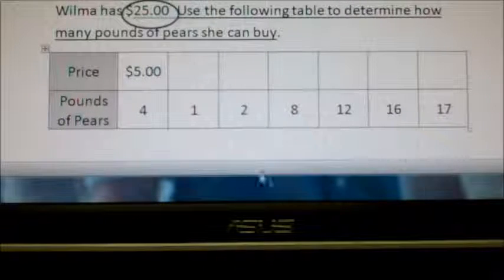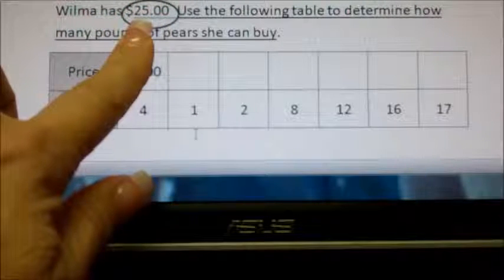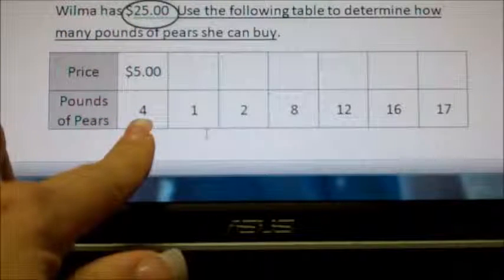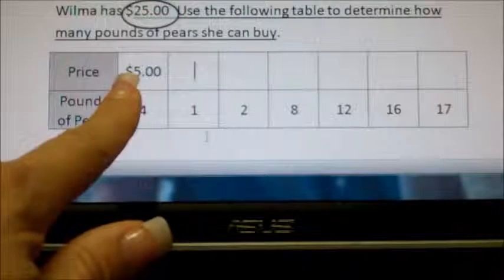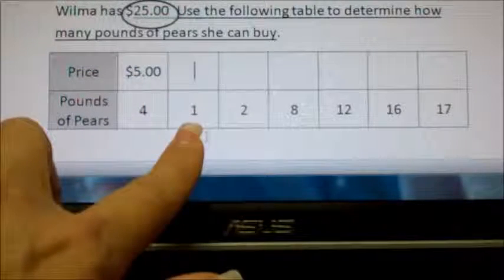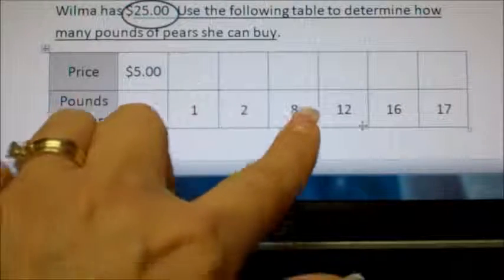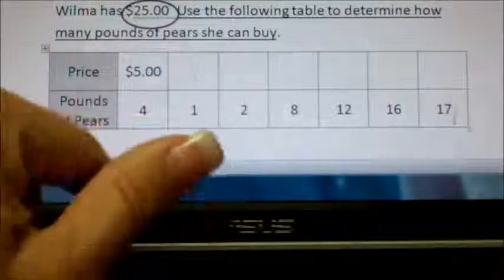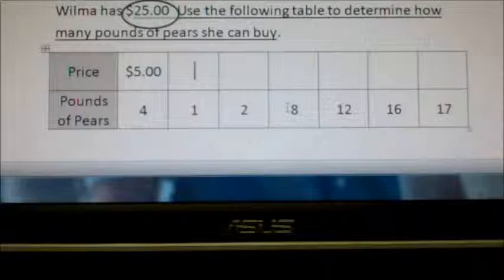So if Wilma has $25, how many pounds of pears can she get? Well, if 4 pounds is $5, what is 1 pound? What is 2 pounds? What is 8 pounds? What is 12 pounds? 16, 17? Do you need to even add another part of the table to see if you can get to 25 pounds?